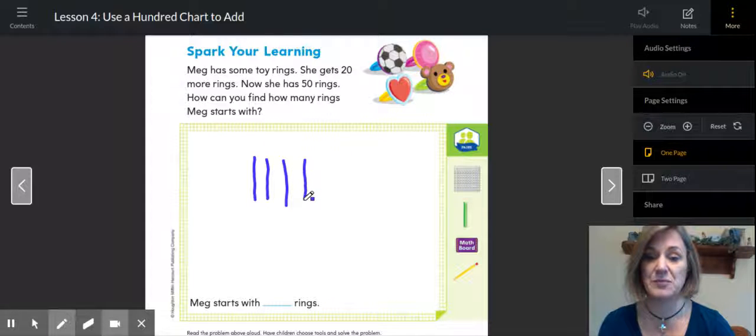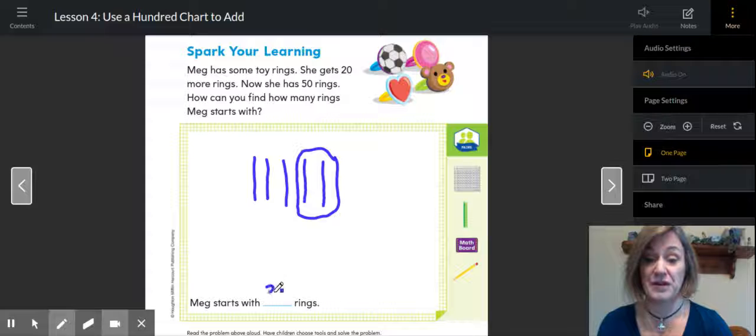And then I'm going to read it to you one more time because we know when we do a word problem, we read it at least 3 times. So here we go. Meg has some toy rings. She gets 20 more rings. Now she has 50 rings. So here are the 50 rings that she's going to end up with at the end. If she gets 20 rings, how many rings did she start out with? Well, it looks like I have 3 tens over here. Well, what is 3 tens? It is 10, 20, 30. So Meg starts with 30 rings.